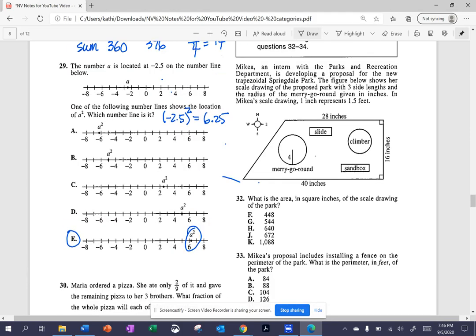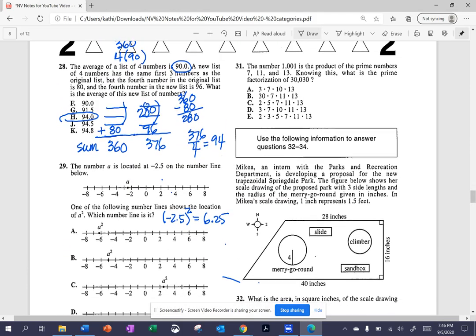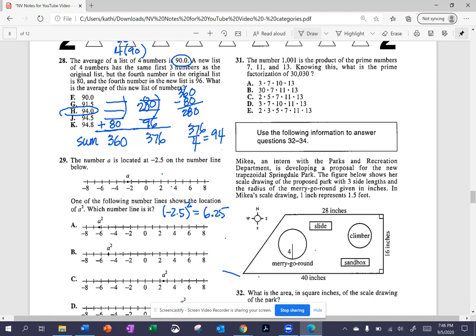All right, let's try 31. We're halfway. The number 1001 is the product of prime numbers 7, 11, and 13. Knowing this, what is the prime factorization of 30,030? So if I take 30,030 and divide that by 1001, I get 30.